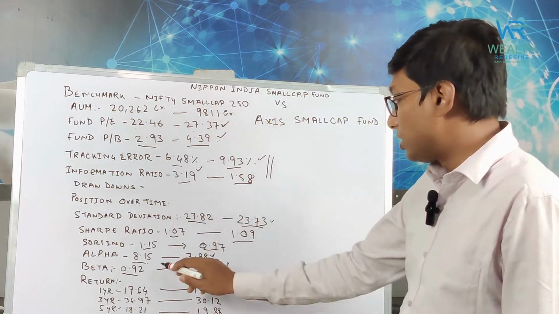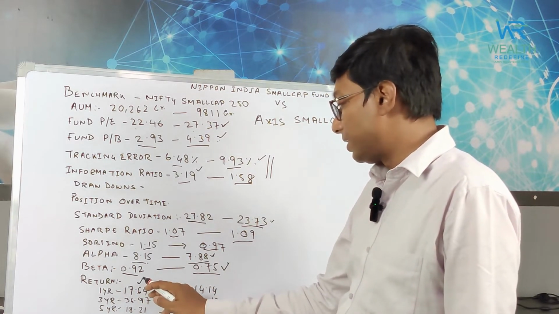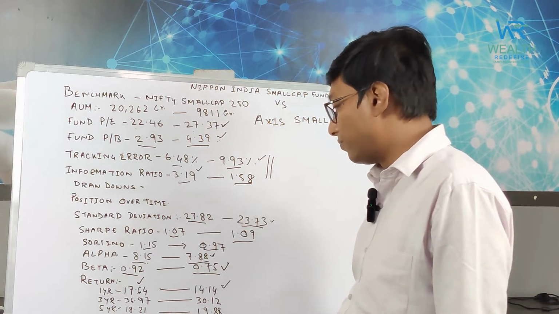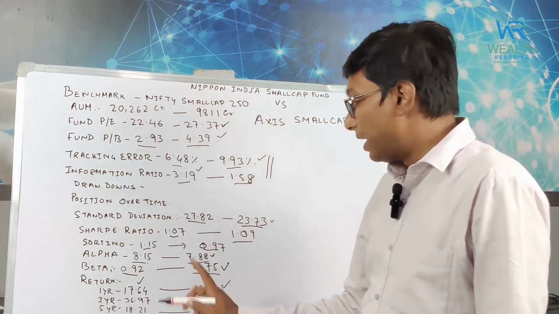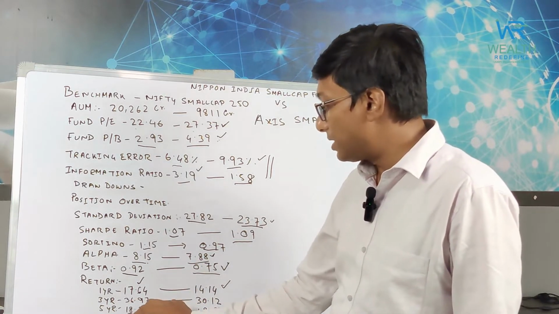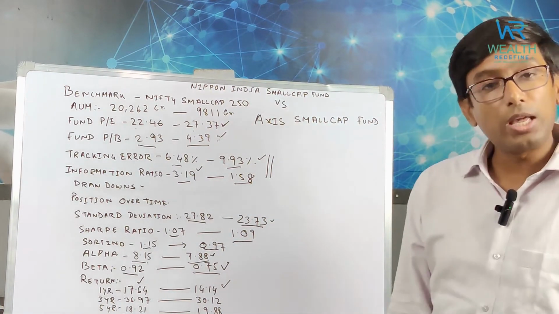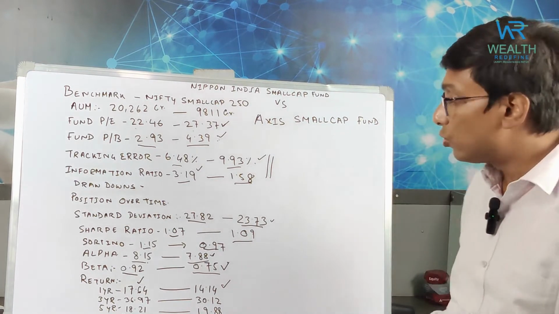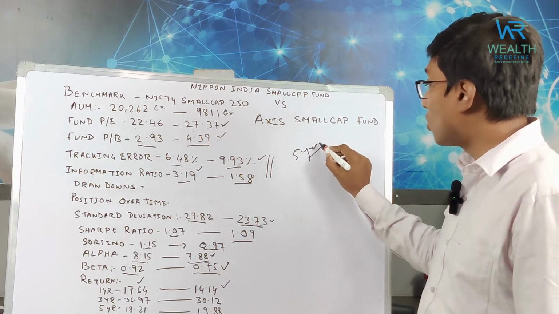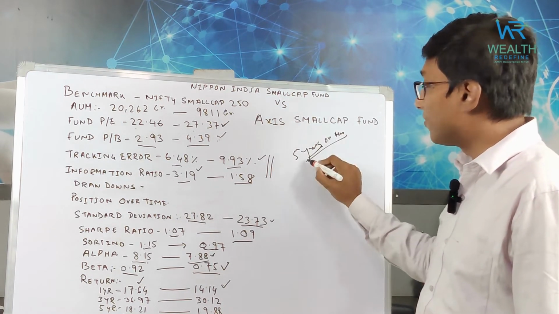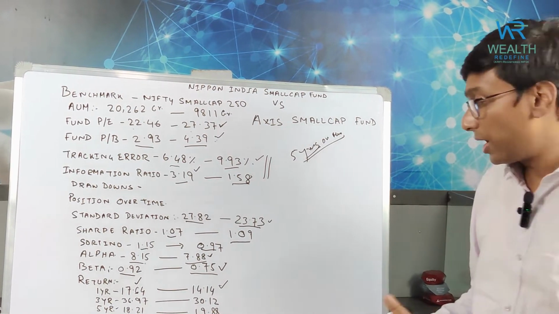For 1 year return, because the alpha generation is different, you can understand there is a difference. In 1 year return, Nippon is 17.64 and Axis is 14.14. In 3 year, it is 36.97 versus 30.12. In 5 year return, Nippon has generated 18.21 while Axis has generated 19.88. Usually, if you are an investor in small cap, you should invest for at least 5 years or more, because these funds are very volatile and you should not consider them for a 1 year or 2 year perspective. That is not the right way.